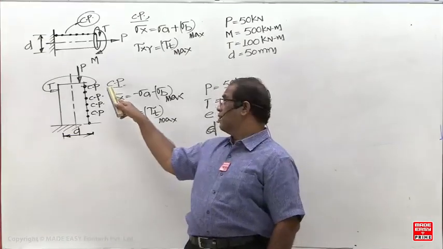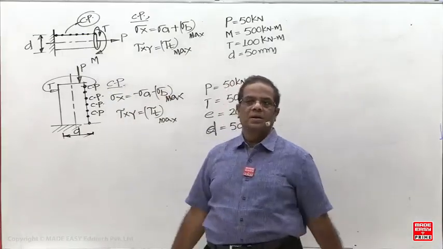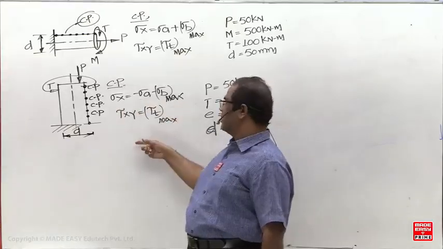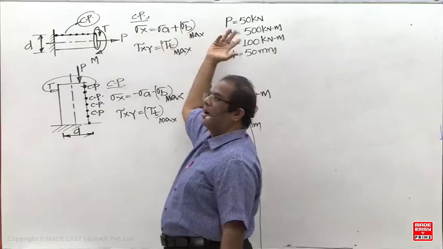But yesterday, whatever method I have given, directly you can do it like this now. This is the compressive load. Therefore, sigma x equals minus sigma n minus sigma b, tau xy. This is the axial load, the tensile. Therefore, sigma a plus sigma b max.